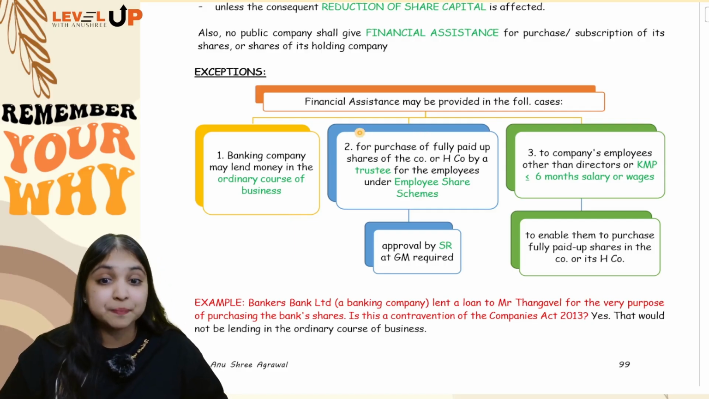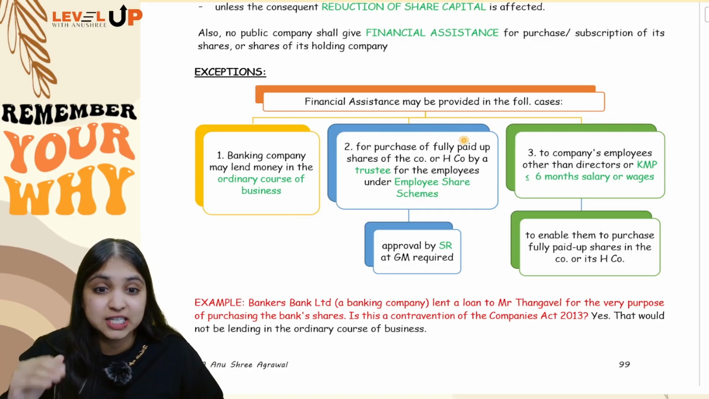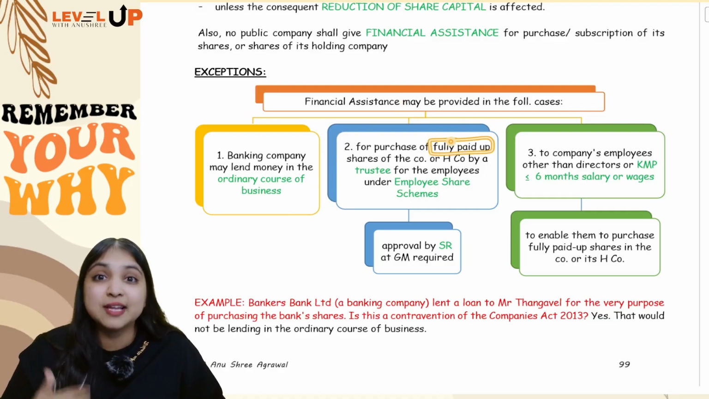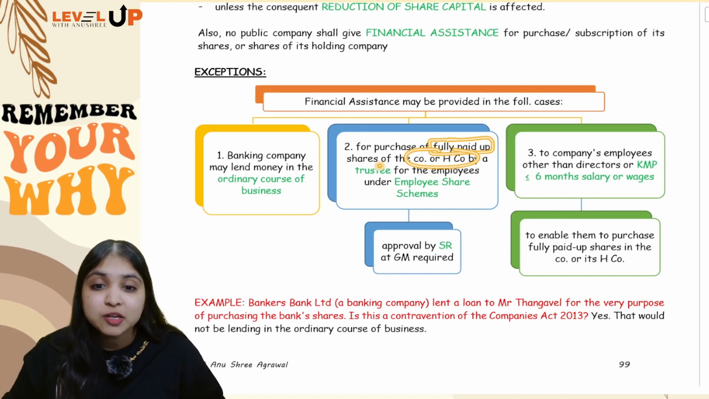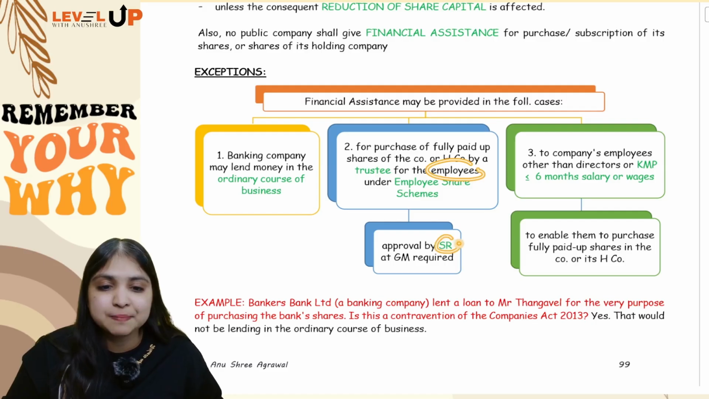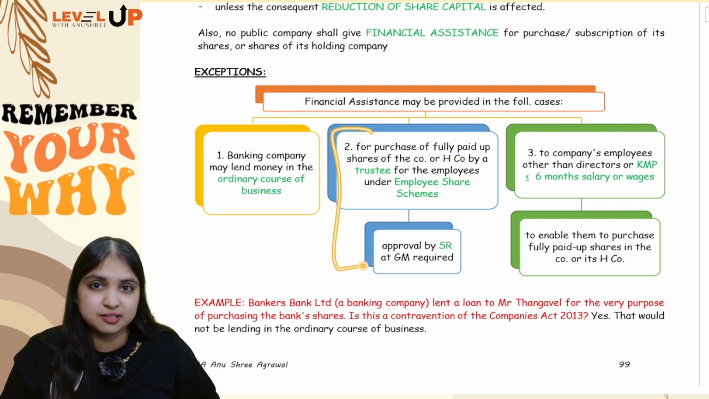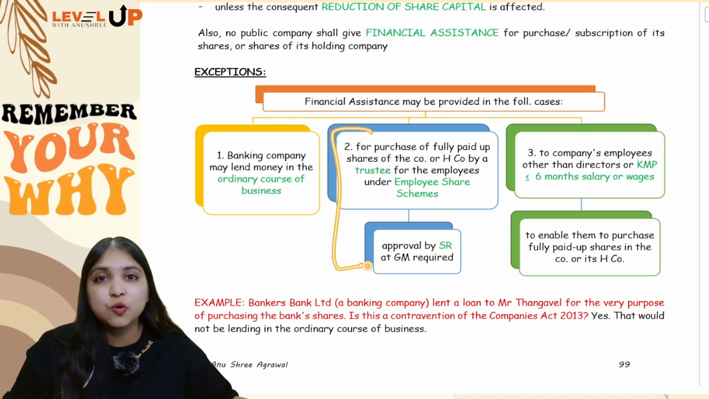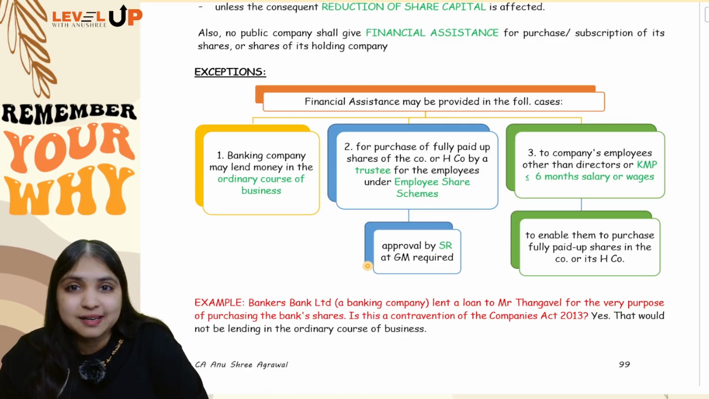Then the second exception, public company can give financial assistance for purchase of fully paid up shares. Whose shares? Its shares or holding company's shares. To whom? To trustee. Trustee means who is a beneficiary? The employees. But for this, prior SR is to be passed. So in the second part, the public company can give financial assistance for purchase of its shares or its holding company's shares to the trustee for the benefit of employees provided a prior SR is passed.